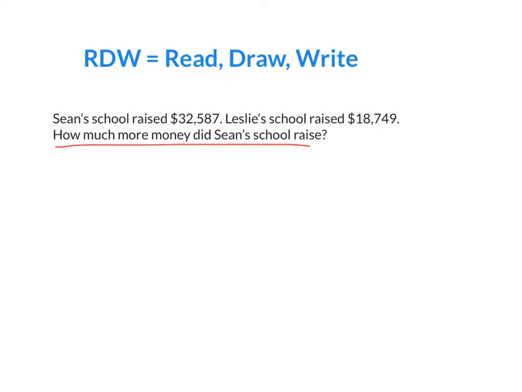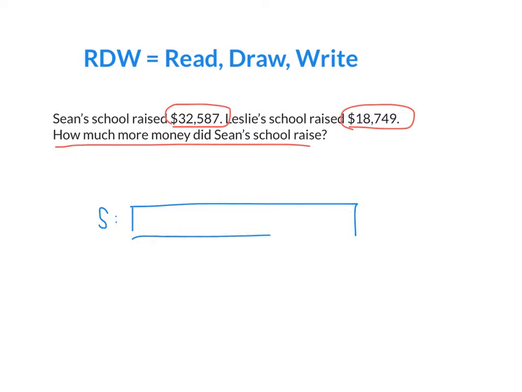Then we need the important information. Sean's school raised $32,587. Leslie's school raised $18,749. Now we've done the first step of R. We've read and understood the problem. Our next step is D, draw. We have to draw a tape diagram. Or, in many cases, multiple tape diagrams. Okay? This is a case where we have to draw more than one tape diagram. We can show that Sean's school raised $32,587.